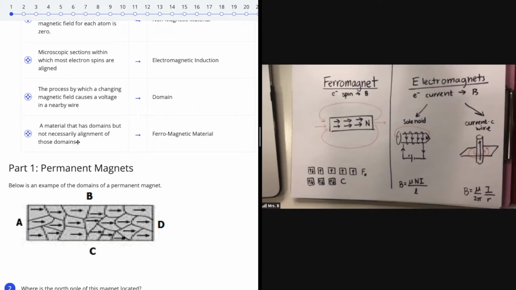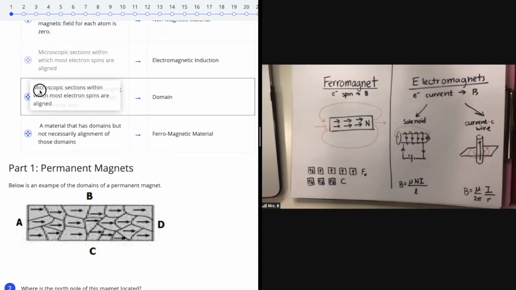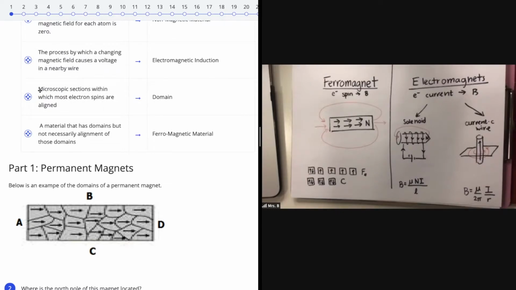So what is a domain then? A domain is a microscopic section of a ferromagnetic material in which all the electron spins, or most of the electron spins, are aligned with each other. That leaves electromagnetic induction, the only concept that's not currently on this screen. Electromagnetic induction is what Faraday's law describes, that a changing magnetic flux creates a voltage in nearby conductors.